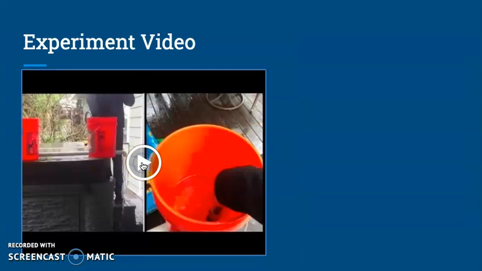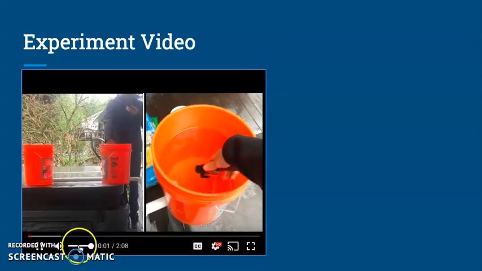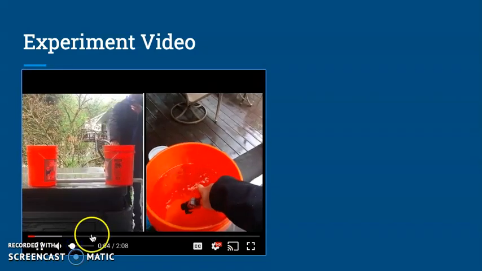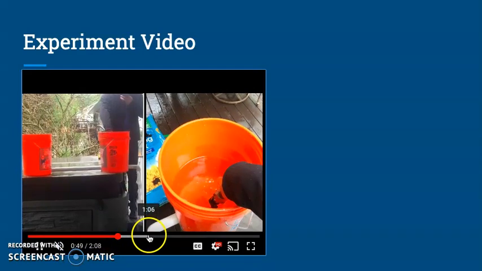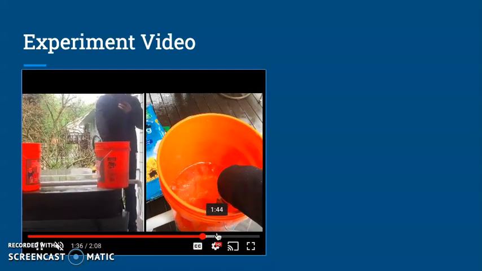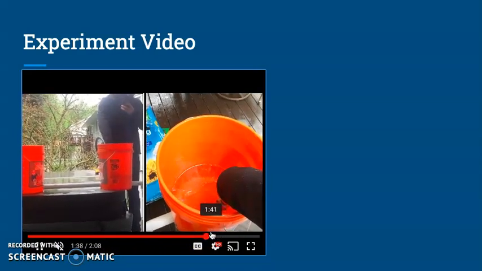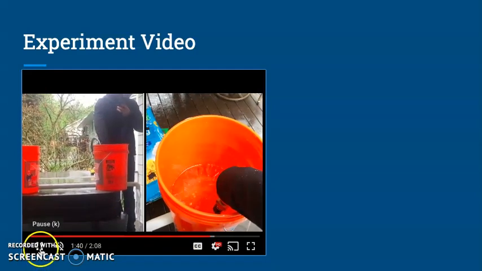And here we have a video. So as you can see, a large initial height, and as we move throughout the time, you can see around 1:40 we do reach a steady state in both buckets, so the level is not changing.